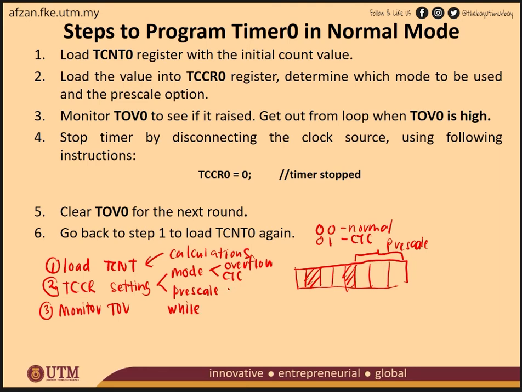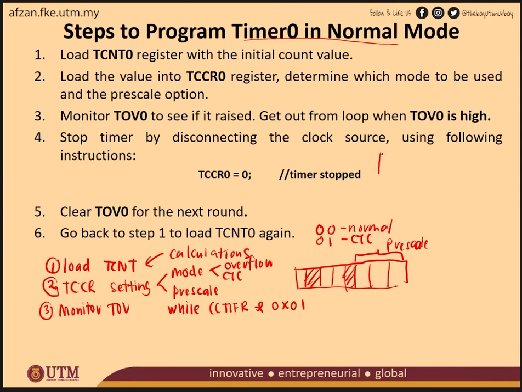While TIFR and with, this is the value that you're going to see. Since here we're going to program timer 0 in normal mode, we're going to see the TOV0 flag.